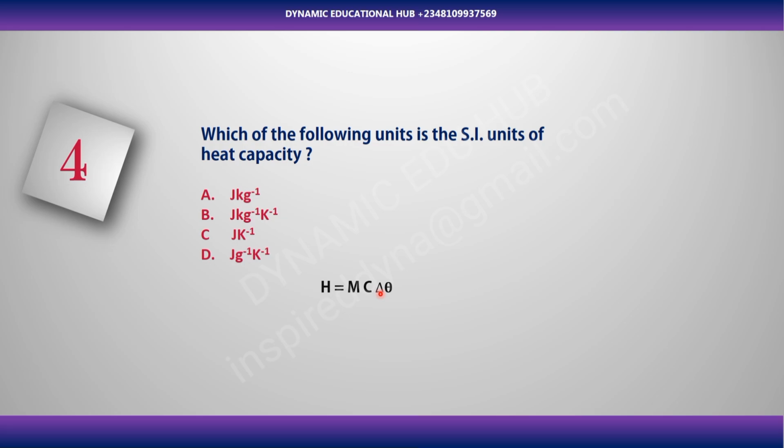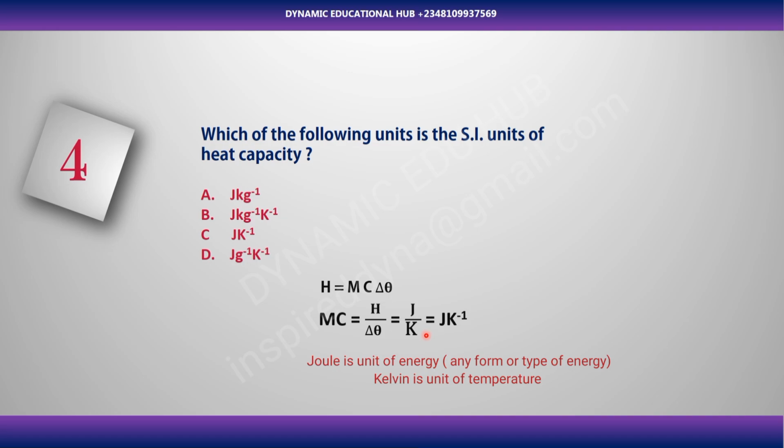In the question, they are asking you heat capacity, not specific heat capacity. So they are asking for MC here. Make MC the subject of the formula. Your MC is going to be H divided by change in theta, which means Joule divided by Kelvin, and that will give you Joule per Kelvin. Be careful, Joule per Kelvin.